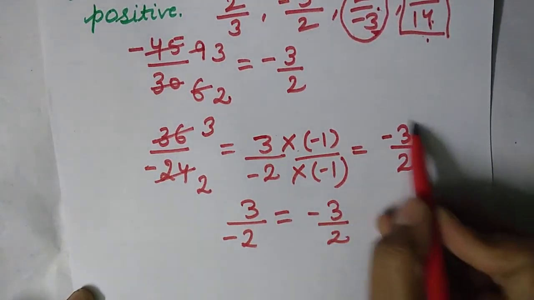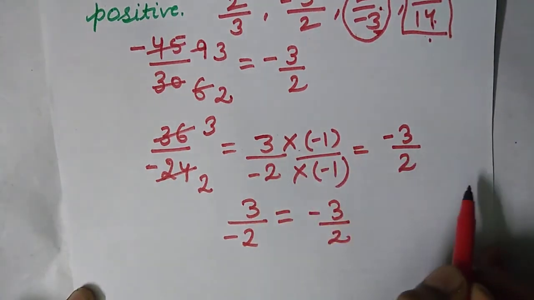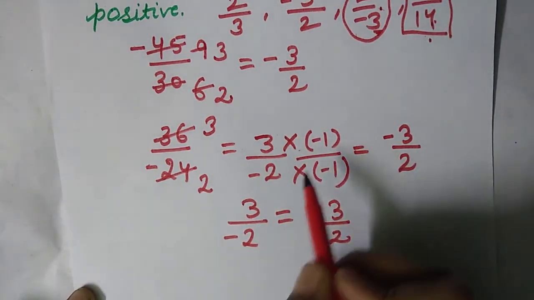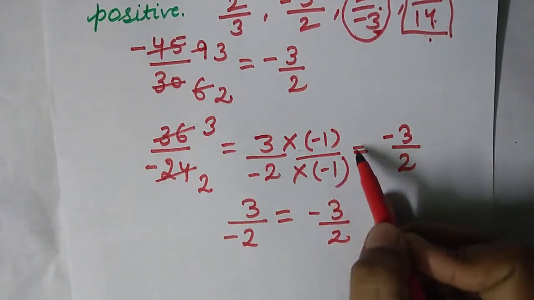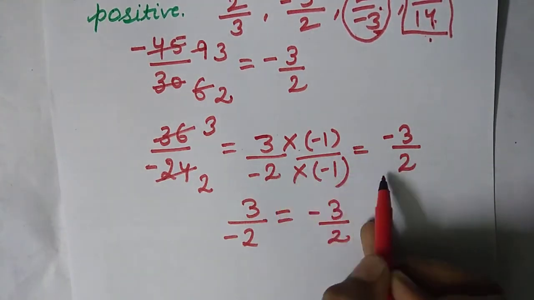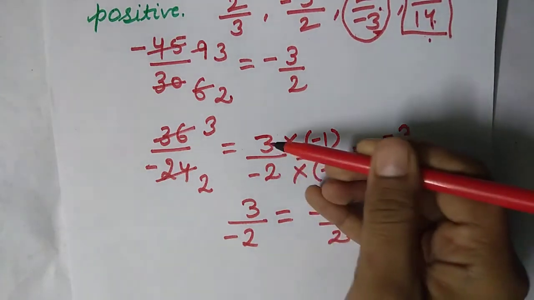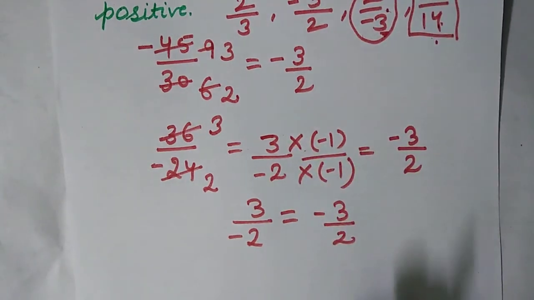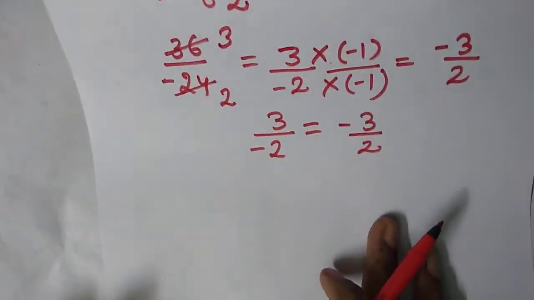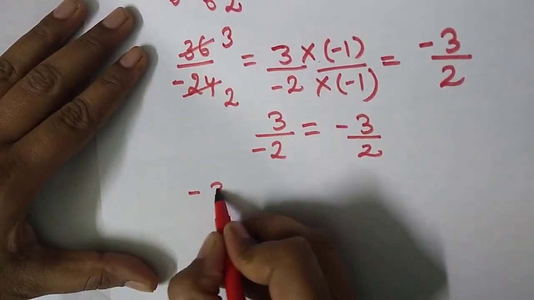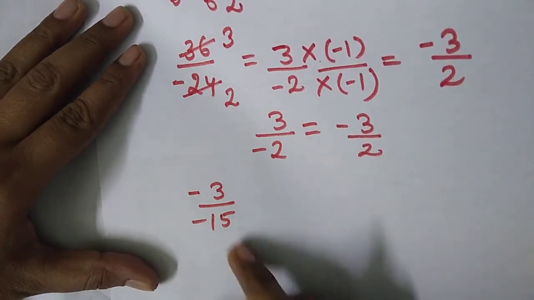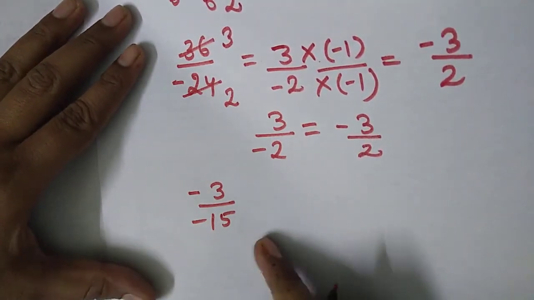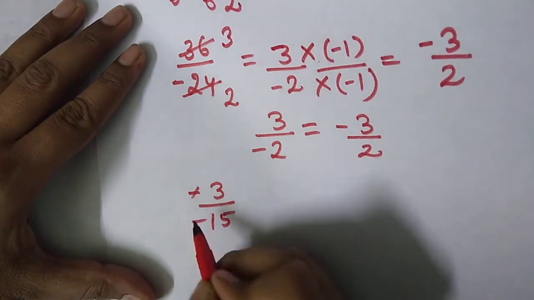Okay. So this is how you can make a number which is not in standard form into standard form, by making the denominator positive and converting it into simplest form. Okay, one more example I am taking. This is minus 3 by minus 15. The question is to reduce it to standard form. Now they both are negative, they get cancelled.